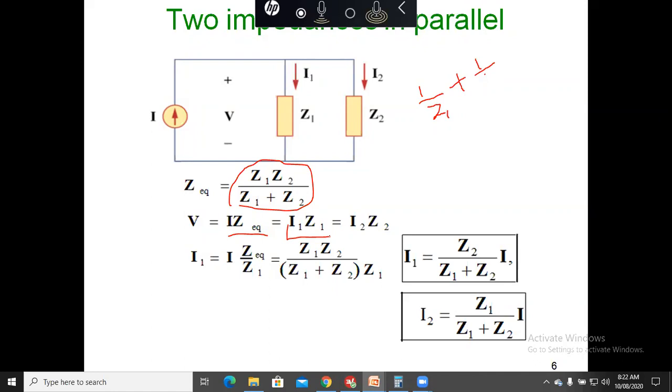So how can we calculate the value of I1 if we have I Z equivalent divided by Z1?